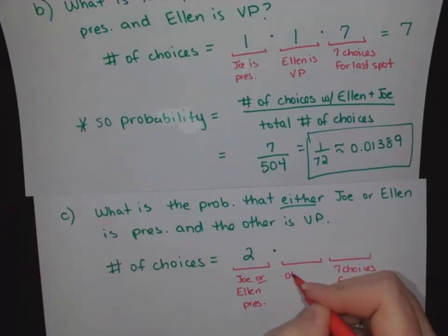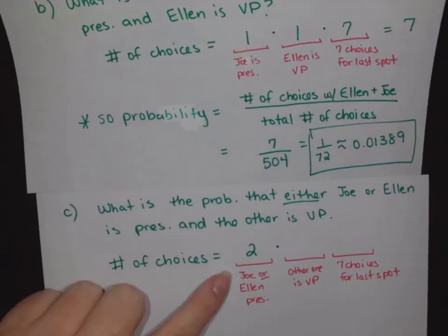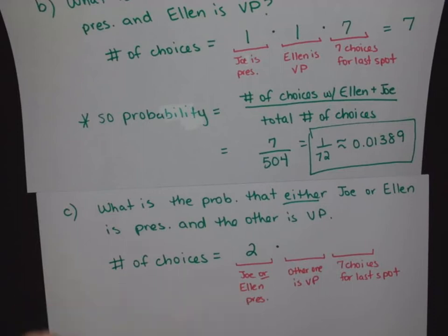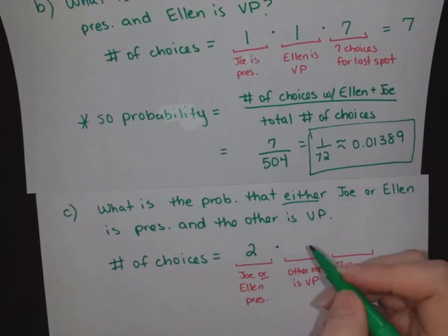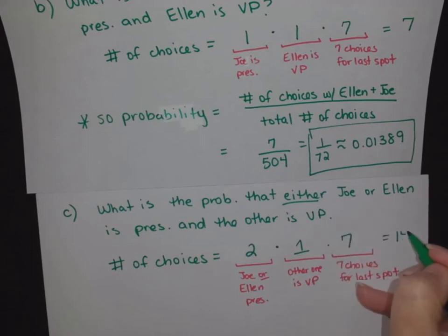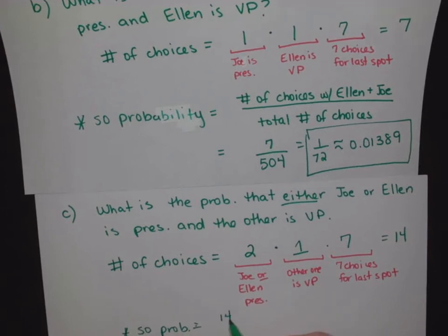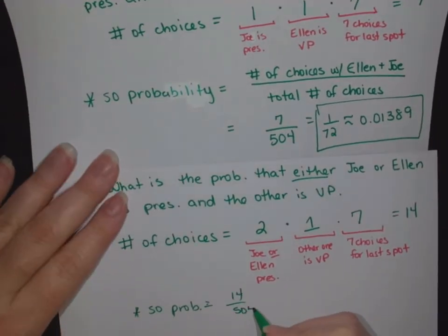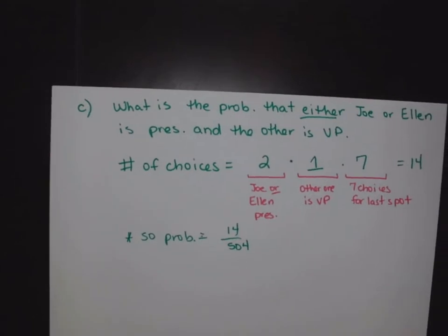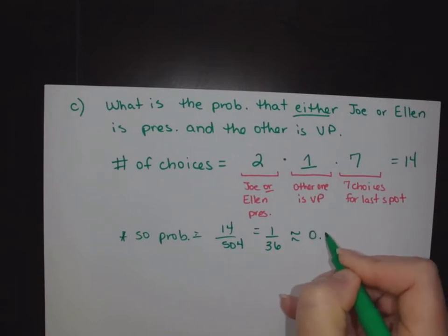Okay, and then the other one is VP. But notice, whether you pick Joe or Ellen here, only one of them is left for that second VP spot, since we've specified that it has to be those 2, and then we can do times 7. So there's 14 ways to do that. So in the end, the probability is 14 over 504, which reduces to 1 out of 36. And again, let's just do it to 5 decimal places.